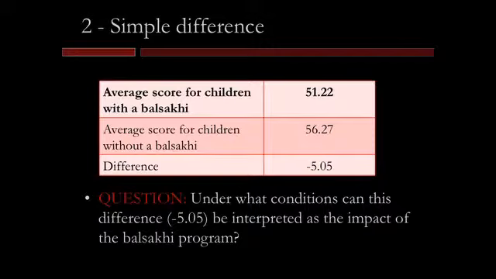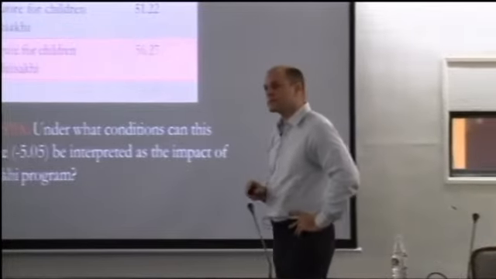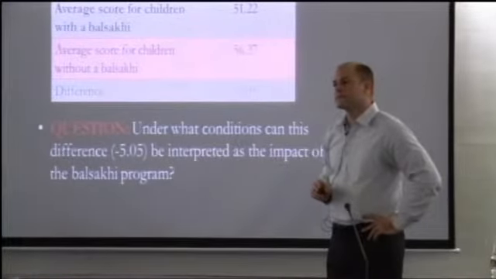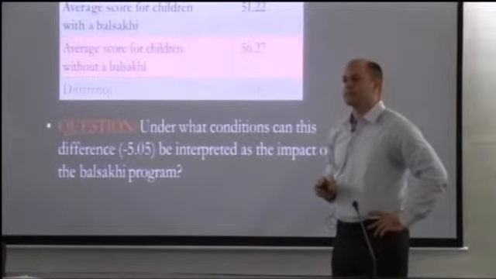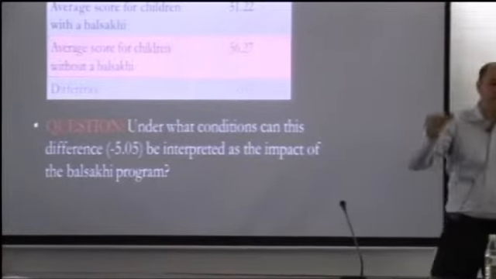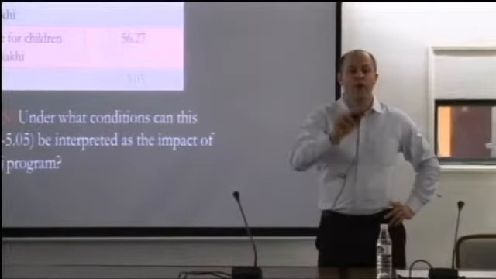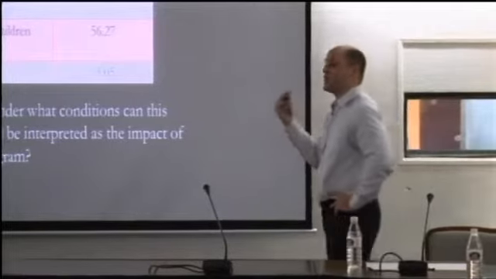Now, my question is, if this is a valid measurement, what assumption are we making about these two groups of students, those who got the Balsaki and those who didn't? In the back? The assumption would be that the children with Balsaki or without Balsaki are the same standard. Yeah, that's the fundamental assumption here, that the children who had the Balsaki tutor and the children who didn't were on average kind of the same. They had the same rates of learning, the same basic learning.